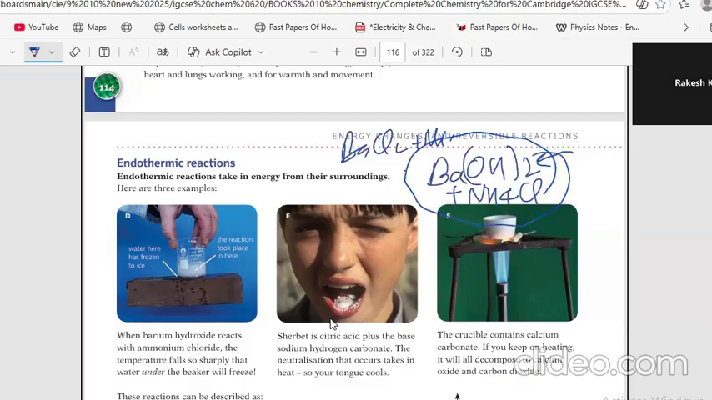Now, if it takes in the heat, and it's on a beaker with water around, the water gives the heat, the air gives the heat. If you're holding it with your hand, your body gives the heat. Why does it give the heat? Because the bond energies require heat. The new bonds being formed require more energy, so they will extract the energy from wherever they can. And that is why this is an endothermic reaction.